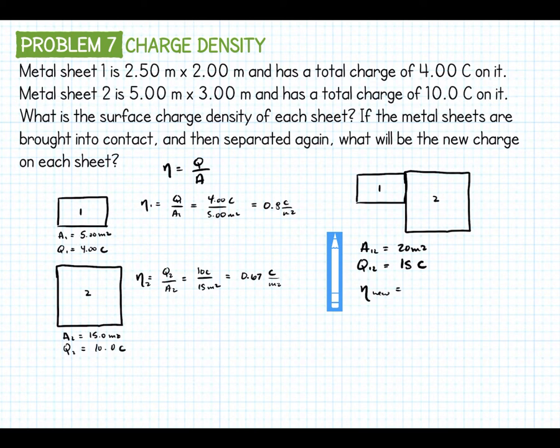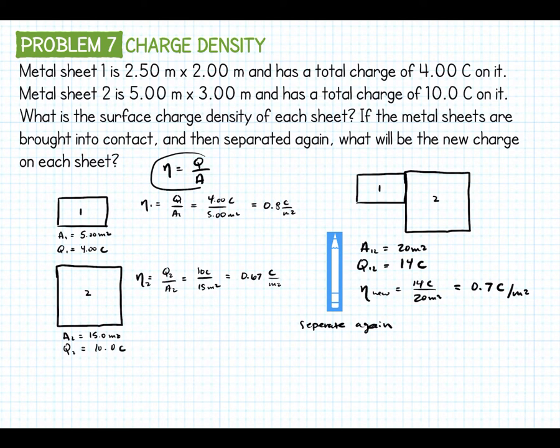So that's going to be, oh sorry, not 15, it's 14. 10 plus 4 is 14. Okay, so that's going to be 14 coulombs over 20 meters squared, giving us 0.7 coulombs per meter squared. So that is the charge density that we're dealing with now. And if we separate them again, and assuming they stayed evenly distributed, because that's a good assumption for conductors, now we have the same areas, but we have different charge densities.